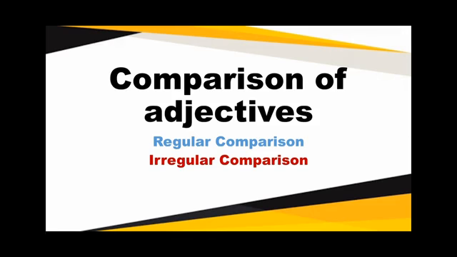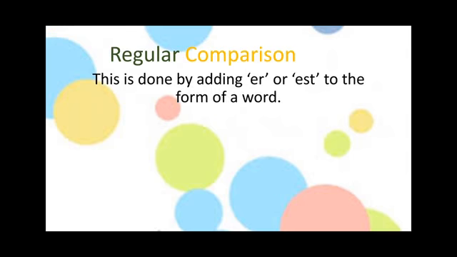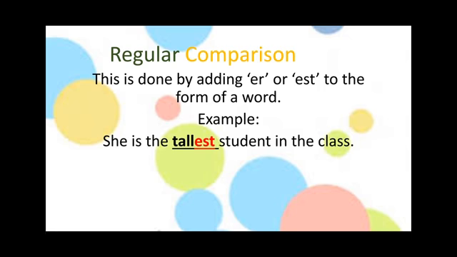Comparison of adjectives is divided into two: regular comparison and irregular comparison. Regular comparison is done by adding er or est to form a word. Example, she is the tallest student in the class. Mary is taller than her sister. You can see tall is the main word, but est and er have been added to the word tall to change the form. So this is regular comparison.